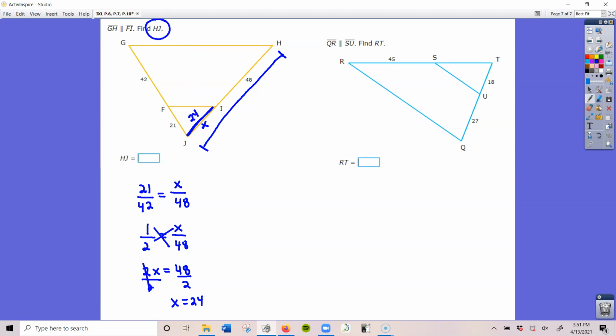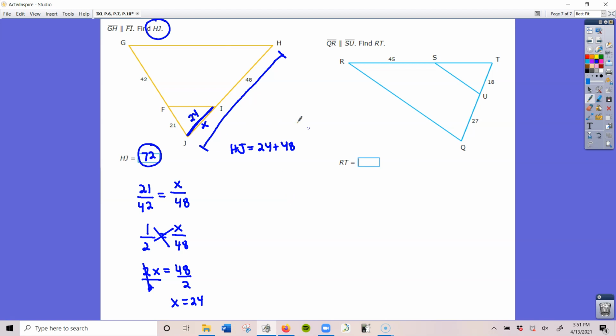But the question is for HJ. So to find HJ, you would have to add 24 plus 48, which when you add them together gives you 72. So this would be the answer.